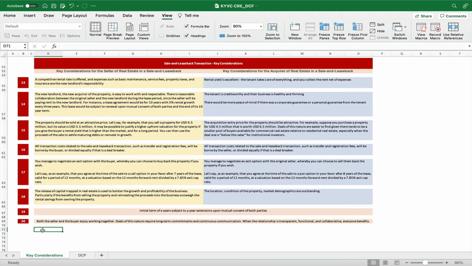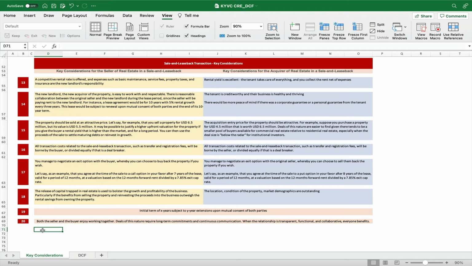From the perspective of the investor of real estate assets, they want to know that the tenant, or the existing seller of the real estate properties, is creditworthy and that their business is healthy and thriving. Why? Because if the business is doing okay, they're going to be able to pay rent. If the business is not doing okay, they're not going to pay rent. And that's a key consideration. One way to provide added assurance to the acquirer in the event that the existing seller is not perceived to be creditworthy is to provide a corporate guarantee or a personal guarantee. This is a common thing to happen in deals of such nature.